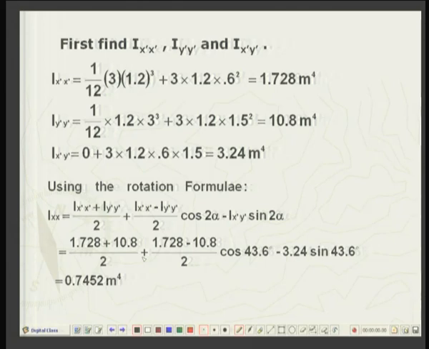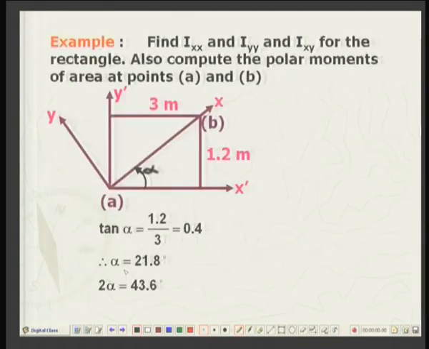Now, first we will find out Ix dash x dash, Iy dash y dash and Ix dash y dash, that is about this base and about this side. Okay.